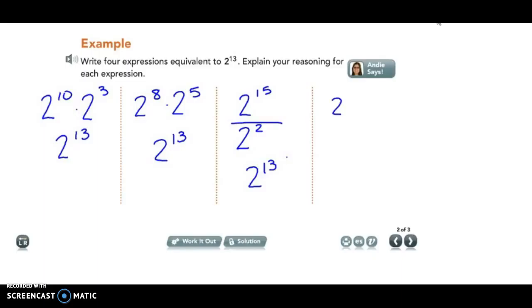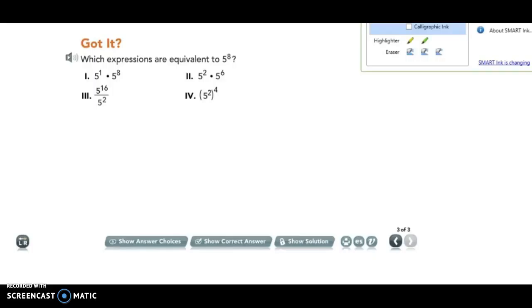If I had 2 to the 19th over 2 to the 6th, I would subtract those and get 2 to the 13th. On these notes, I want you to go ahead and find four other expressions that are going to be equivalent to 2 to the 13th. So go ahead and find your own, make sure they work and that you can prove them when you turn them in. This wants to know what expressions are equivalent to 5 to the 8th power.